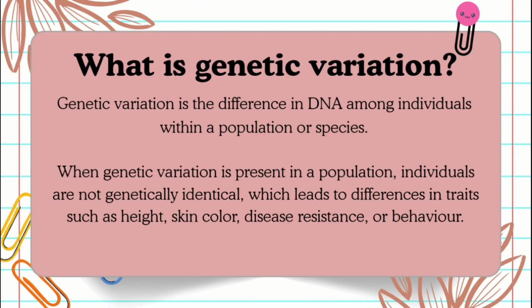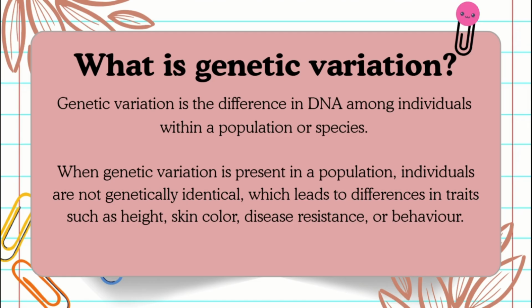So basically, when genetic variation is present in a population, individuals are not genetically identical, which leads to differences in traits such as their height, skin color, disease resistance, or behavior. So basically, what that means is that even if on the outside they look alike, genetically they are not the same. No two people who are products of sexual reproduction are the same basically.